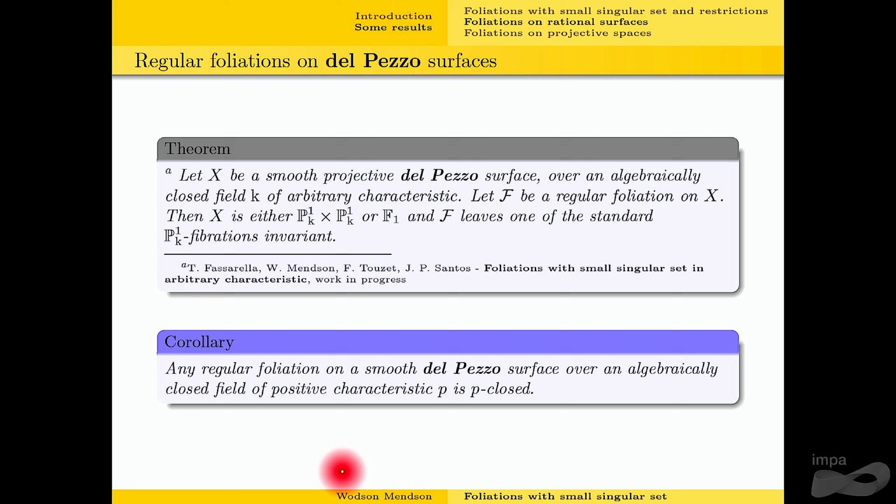But as a corollary, we have this. Any regular foliation on a smooth del Pezzo surface over an algebraically closed field of positive characteristic p is algebraically integrable in characteristic p.